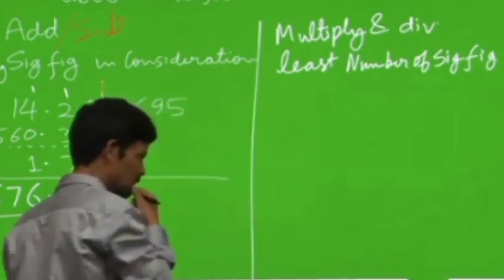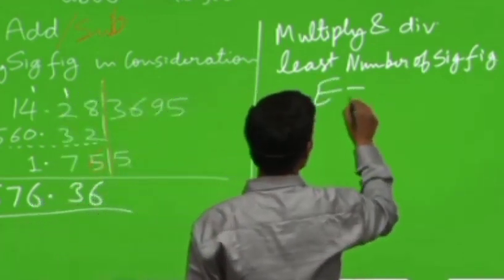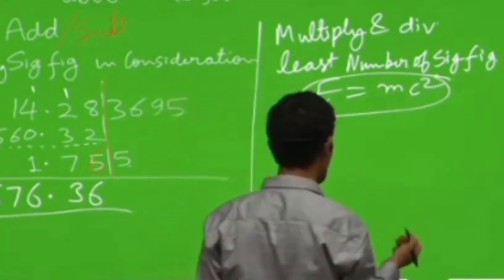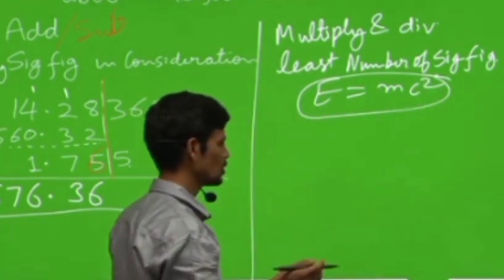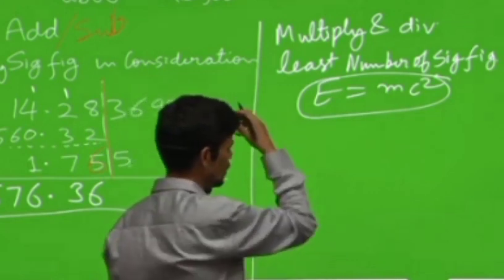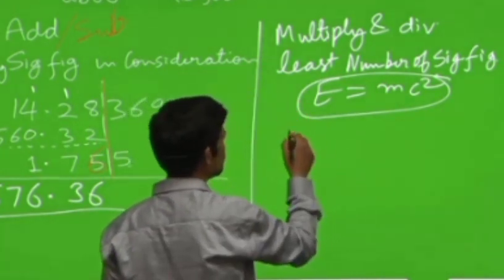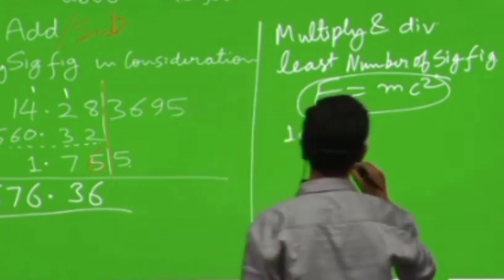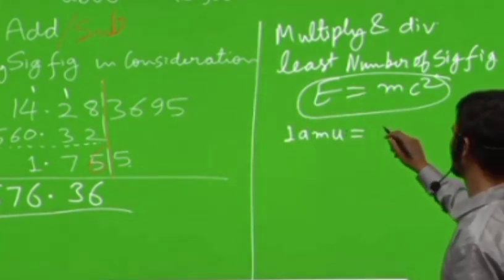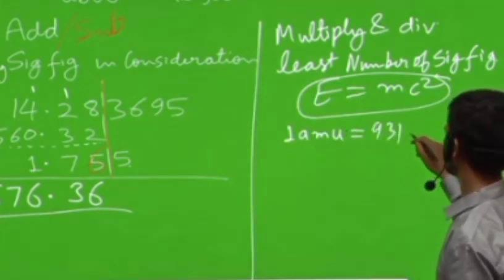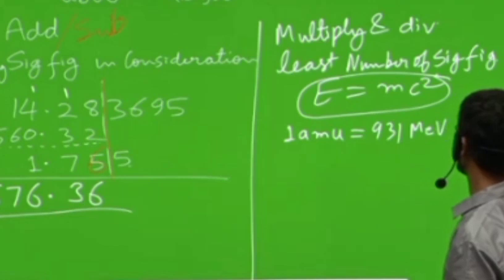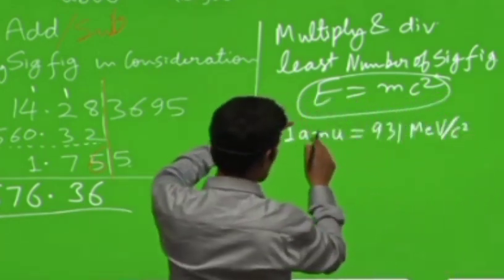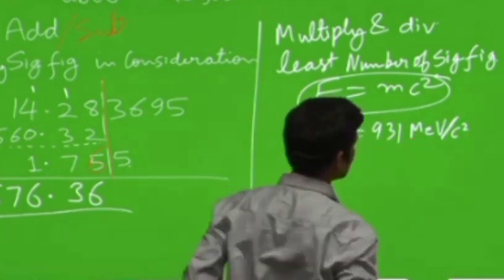Let me give you an example. You know E equals mc². You should know this, and later on you will be using it in class 12th in nuclear physics. So 1 atomic mass unit is equal to 931 mega electron volt per c². You can read about it separately. The c² will get multiplied here, so 1 atomic mass unit will generate this much amount of energy.